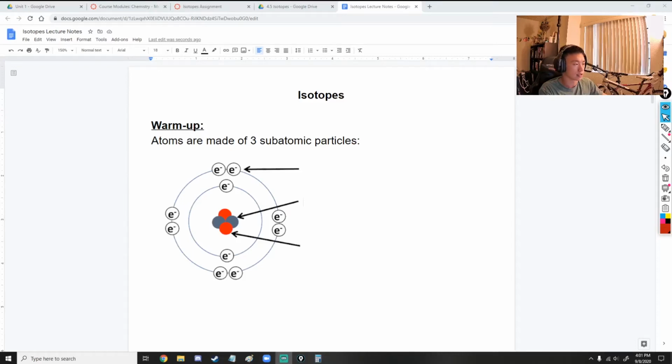Alrighty guys, so in today's lecture we're going to be talking about something called isotopes. Now before we get started, I just want to remind you of a couple things.